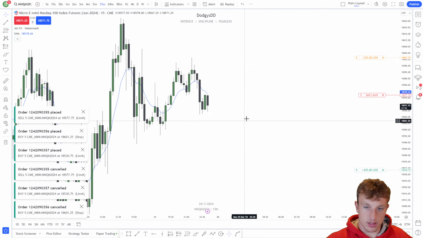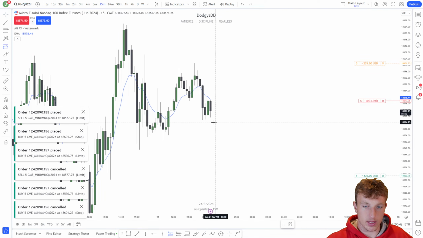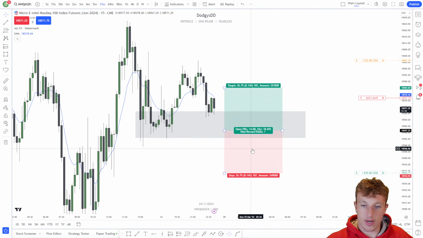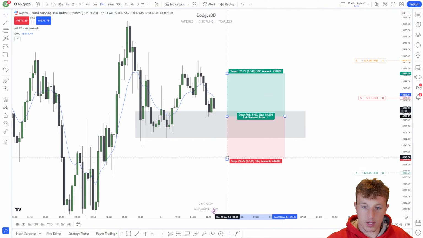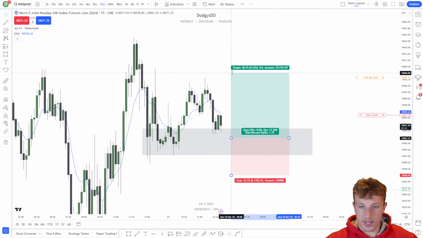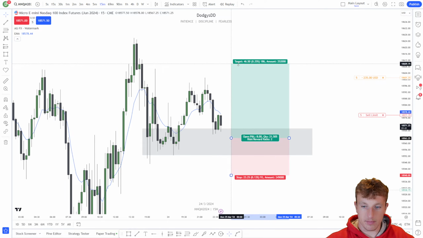Now, let's say I want to take a long here. Same thing. Let's say I think this is a demand zone, even though we don't trade demand zones. And I want to take a long in the demand zone. My stop loss is below the demand. And I'm going to target a 2R right here.